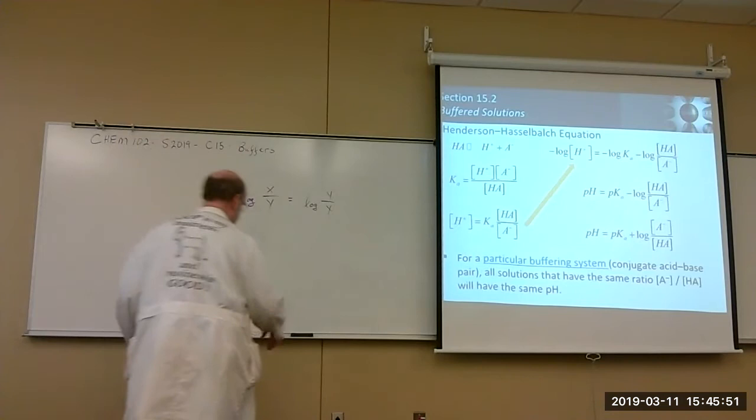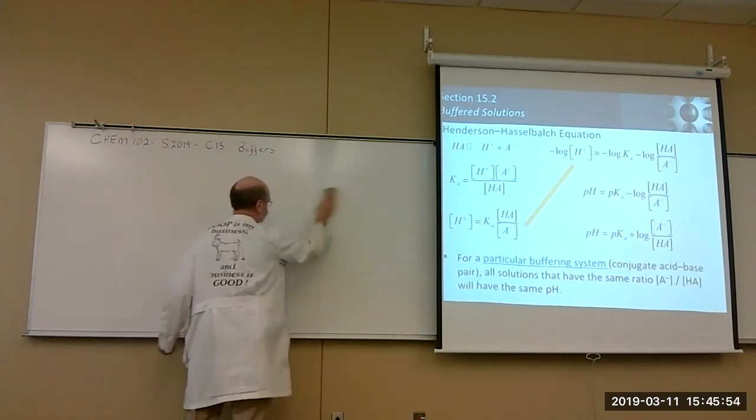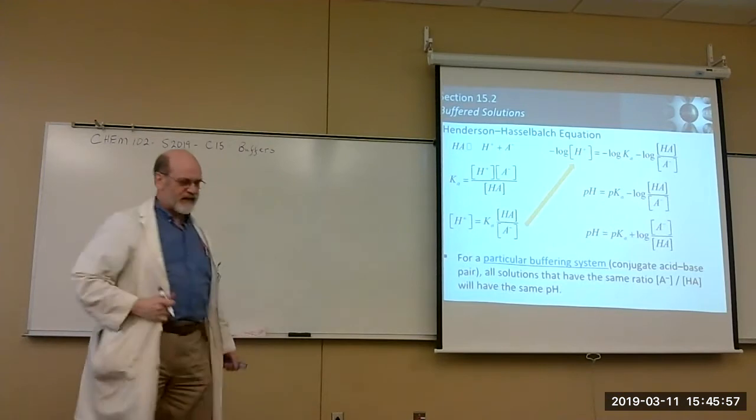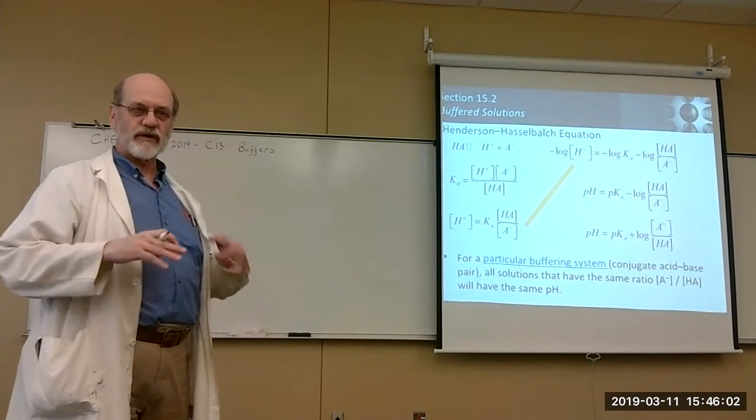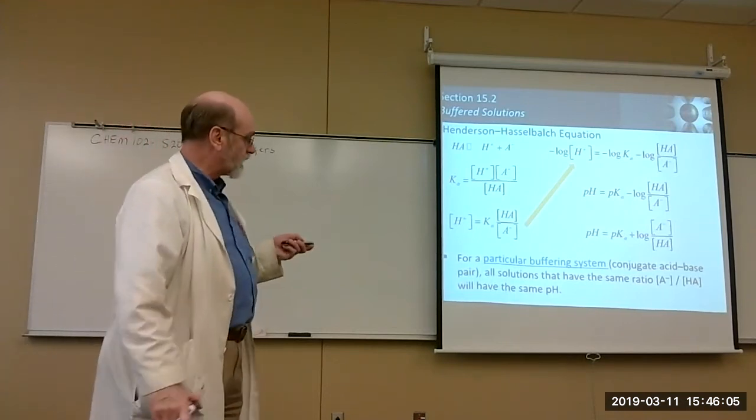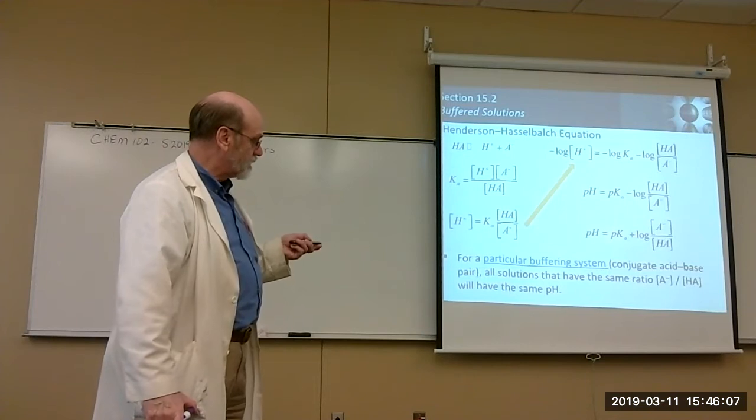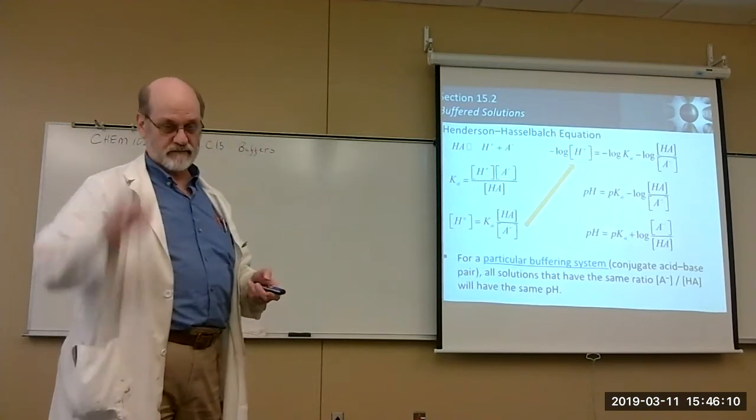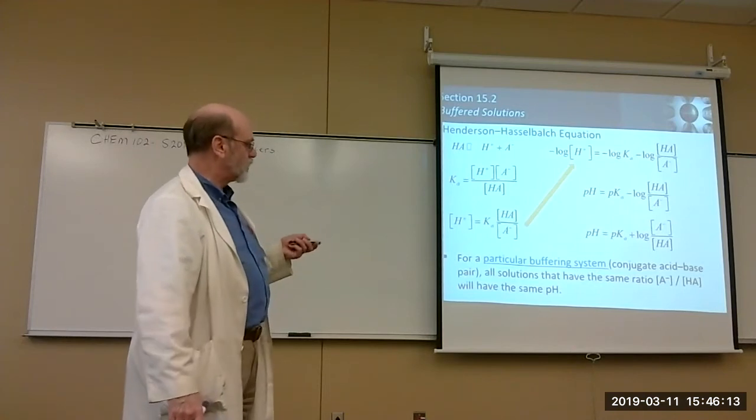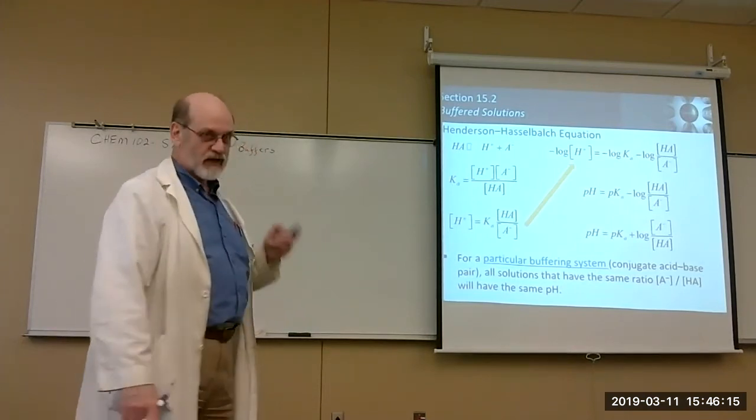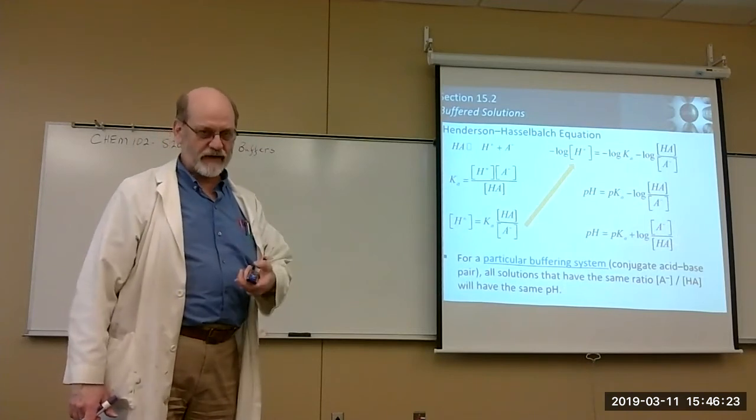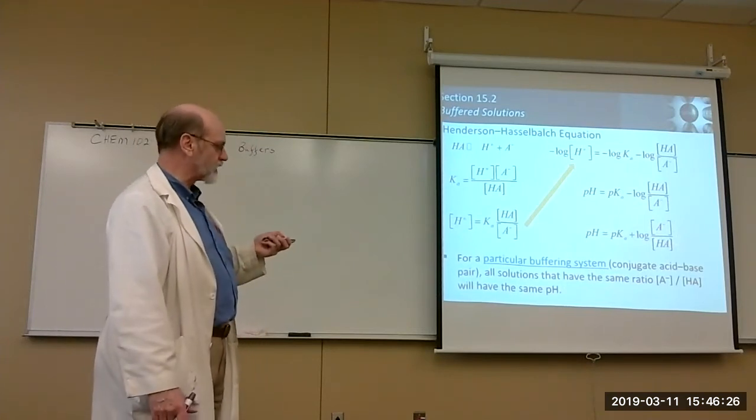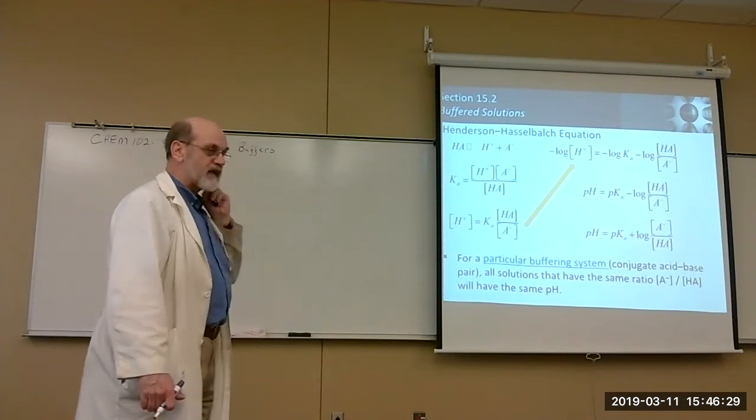So what does this say about a buffered solution? What it says is you need to know two things to determine the pH of your buffered solution. One is you need to know the pK of your weak acid. And secondly, you need to know the ratio at equilibrium of the conjugate base and the unionized acid. If you know those two things at equilibrium, then you can calculate pH using this equation.